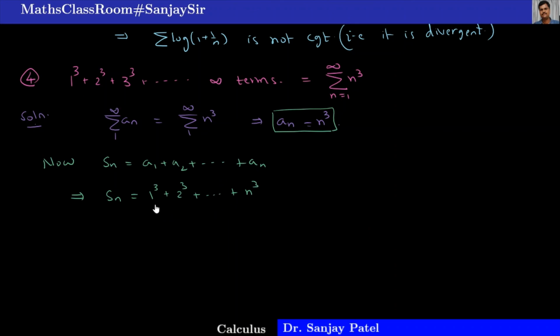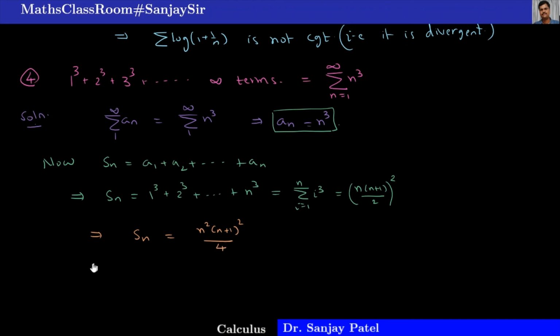So this is the sum of the cubes of the first n natural numbers. And we have a formula for this, that is the sigma n cube formula. As you know, it is sigma i cube, i is equal to 1 to n, and for this, the formula is n into n plus 1 by 2 whole square. That is, we have Sn is equal to n square into n plus 1 whole square by 4.